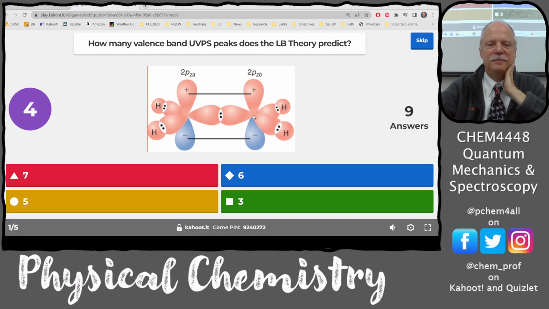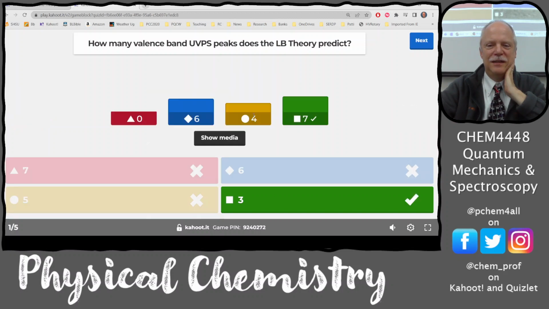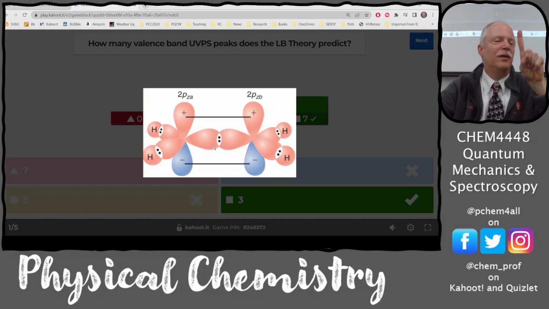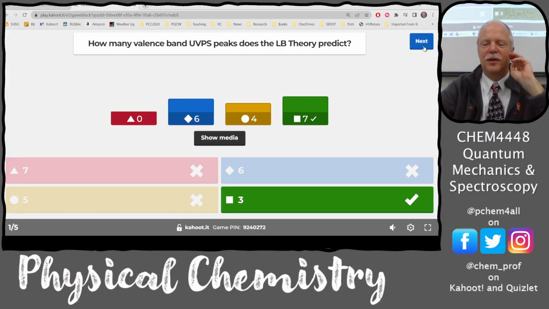Let's see how you do. All right, ran out of time. Let's look at the media here. So every different type of bond is a different type of electron. So you have the CH bonds. Every one of the CH bonds really just counts as one type of electron, so that would be one peak. You have the carbon-carbon single bond, so that would be a second type of peak. And then you've got the pi bond, which even though it's above and below the bond is still a separate type of bond, and so that would be a third type of peak, a third type of electron. Okay.